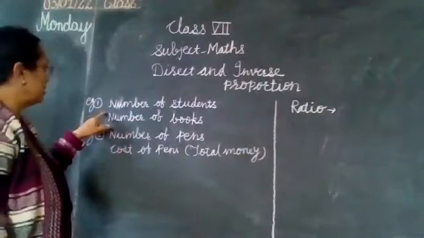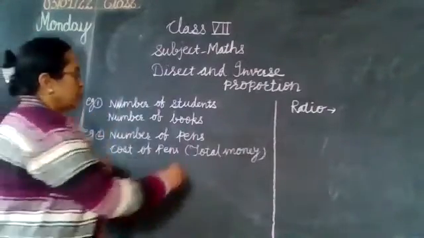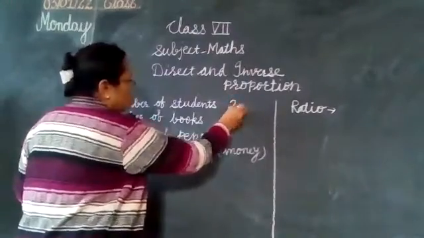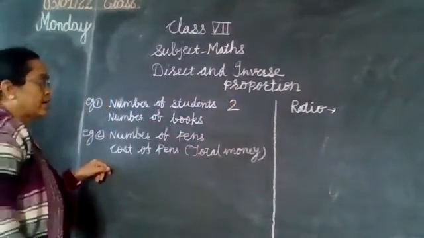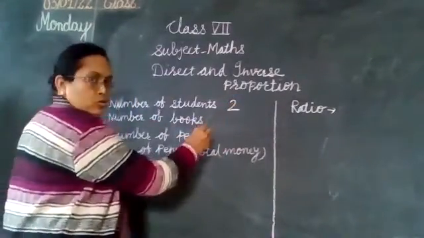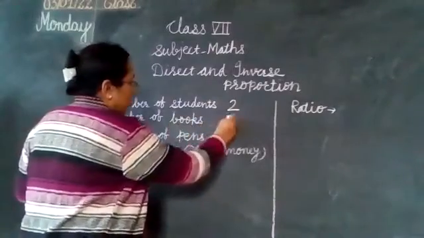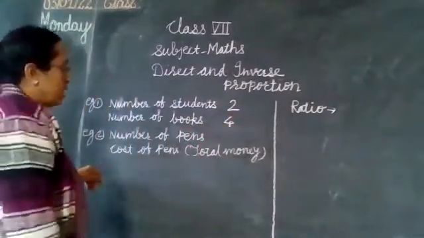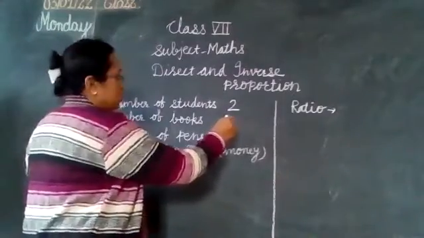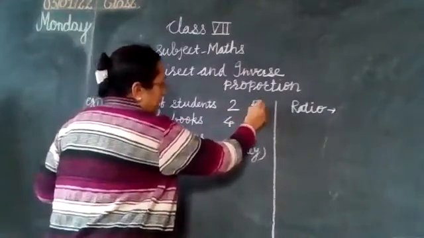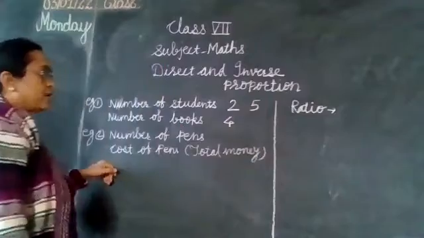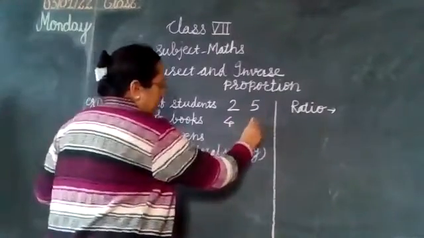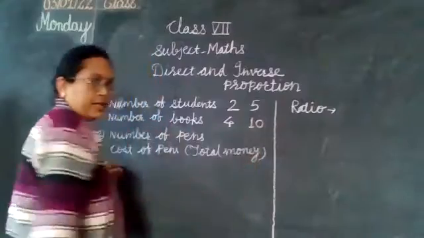Now in these examples, say number of books and number of students. If the number of students is 2, and I give two books to each, number of books will be 4. Now if I increase the number of students, say to 5, and to each I am giving 2 books, so the books will be 10.